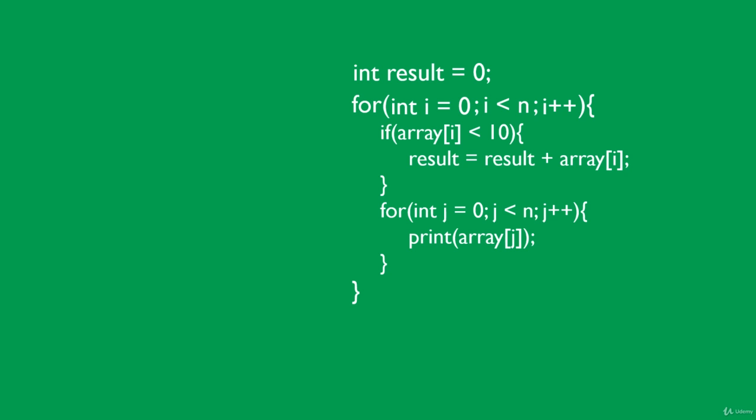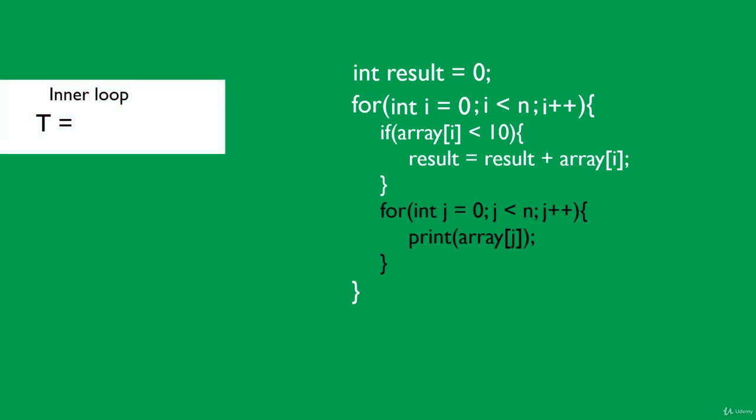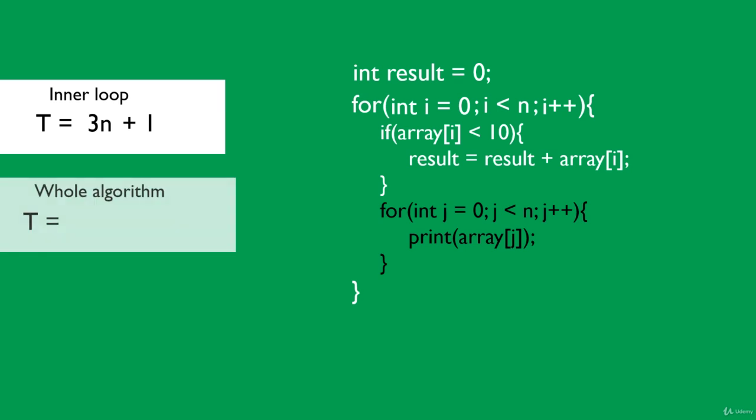So, I will start with the inner cycle. Initializing j to 0, that is one instruction. Then for each element, we check whether j is smaller than n. Then we increment j and print the element on index j. So this inner cycle will have time complexity of 3n plus 1, okay? Now, let's take a look at the rest. At the beginning, there is the initialization of the result variable, and also we initialize i to 0. So let's write plus 2.